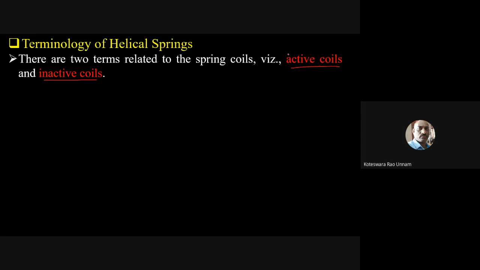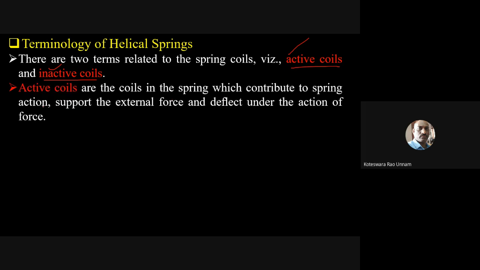Then how can we count how many active coils and how many inactive coils are there in a spring? For that, he has given the definition for active coils and inactive coils. Active coils are the coils in the spring which contribute to the spring action. Active in the sense that if I apply the load to the spring and they deflect, then I can say it is an active coil.